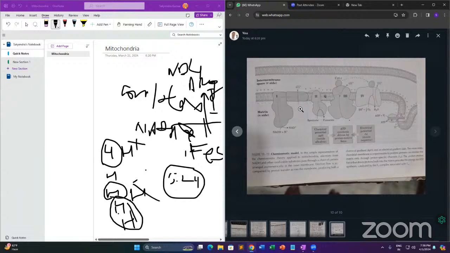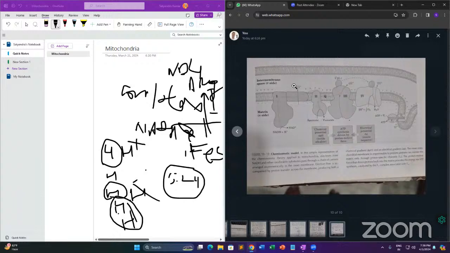So 10 protons from the matrix are transported to the inner membrane space, which reduces the pH in the inner membrane space of the mitochondria, and the matrix becomes slightly more alkaline in comparison to the inner membrane space.